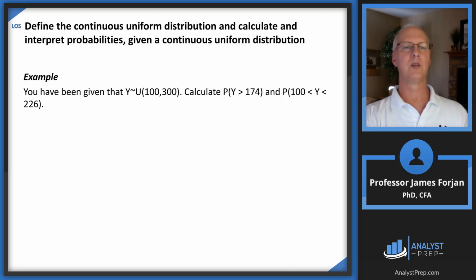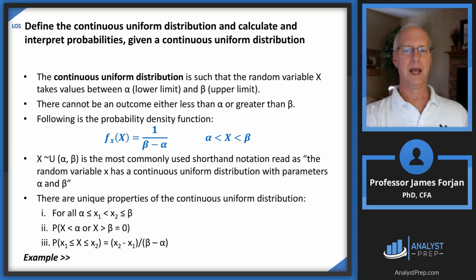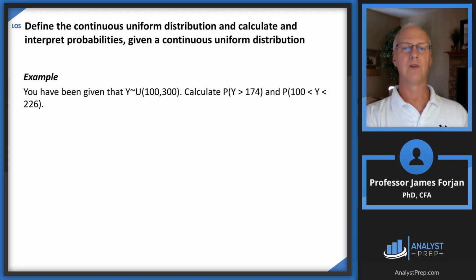Let's take a look at an example. You have been given that y is a random variable that has a continuous uniform distribution with lower and upper bounds of 100 and 300. Calculate the probability that y could be greater than 174, and calculate the probability that y could be greater than 100 and less than 226. So there are two good questions there.